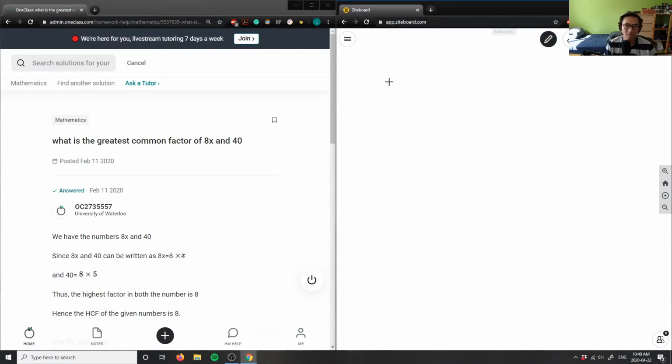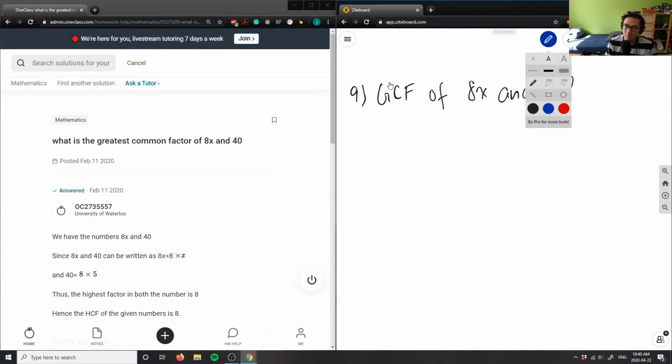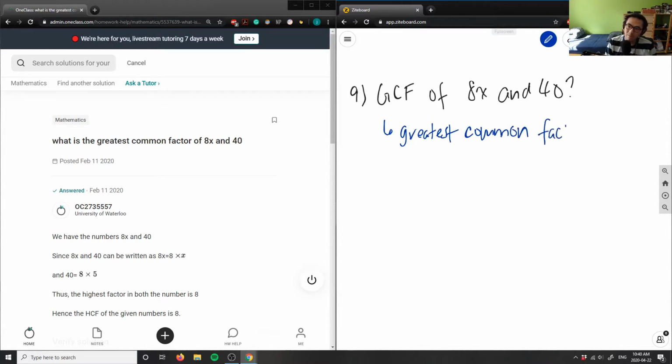So number 9 is stating, what is the greatest common factor of 8x and 40? So GCF, or greatest common factor of 8x and 40. When we talk about GCF, it's the greatest common factor, right? Greatest common factor. So we basically have to look at these two terms.